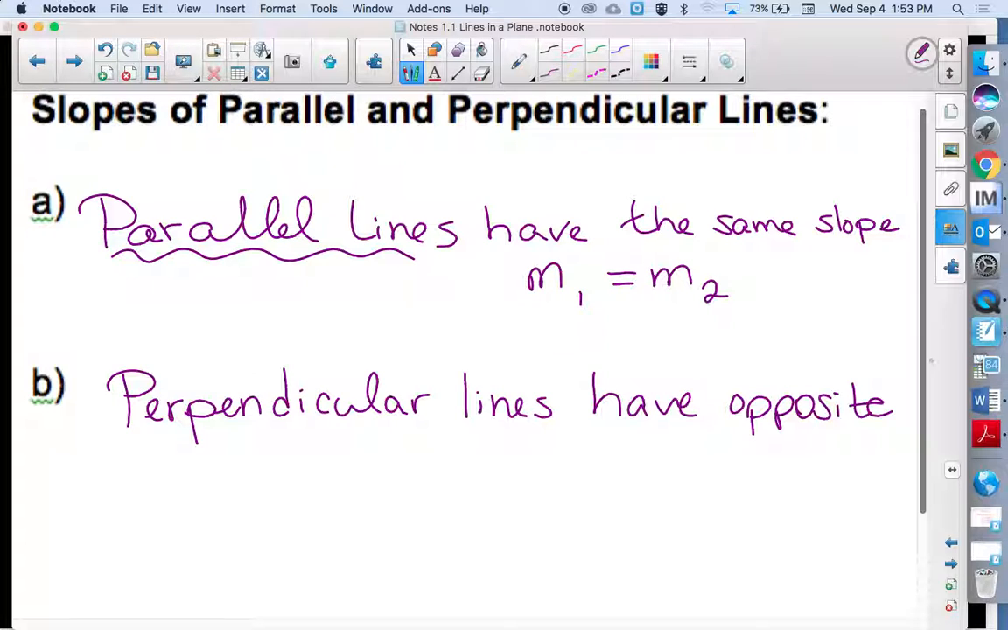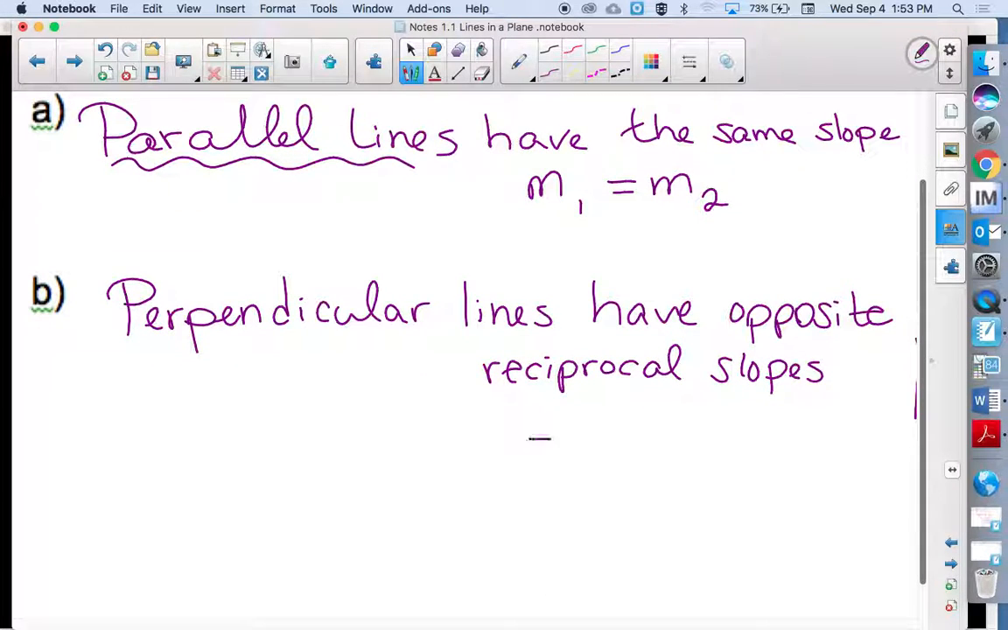Right. They have opposite reciprocal slopes. Rebecca, what does that mean? Can you give me an example? Yeah, -4 and 1/4. So the opposite part, positive versus negative, negative versus positive. The reciprocal part, they should be flips of each other. So opposite reciprocals.